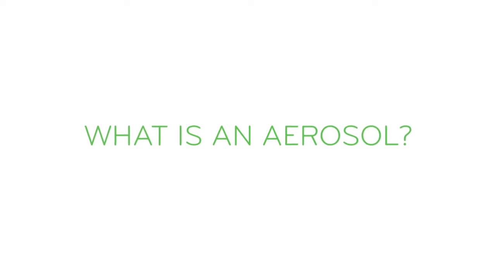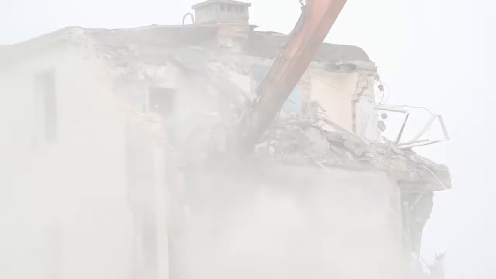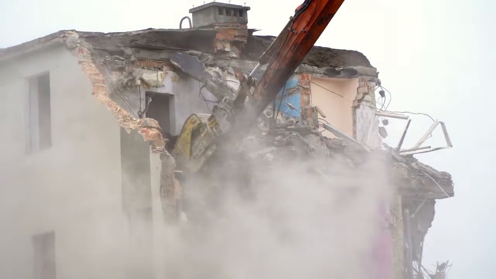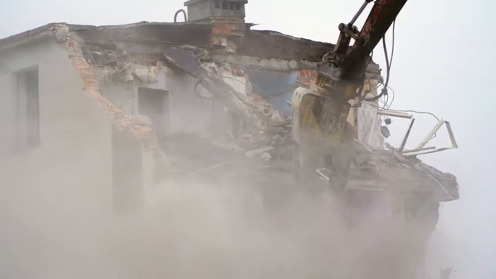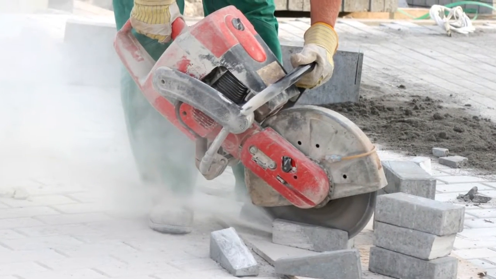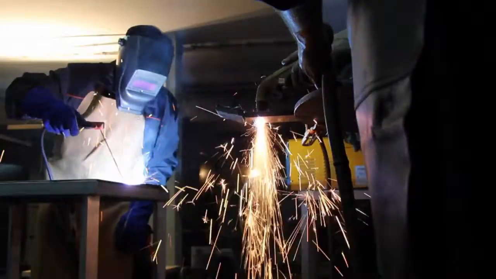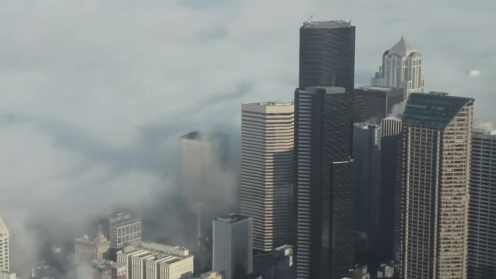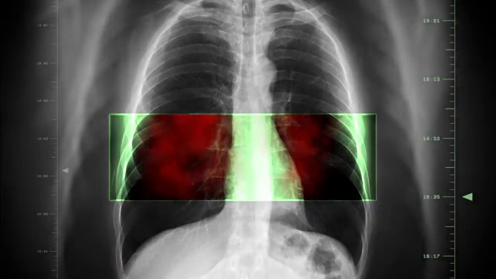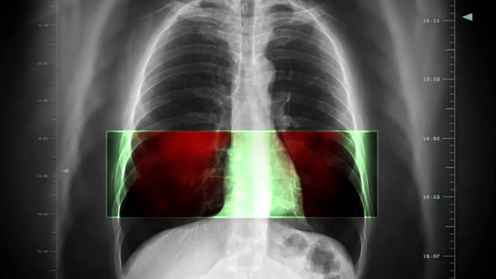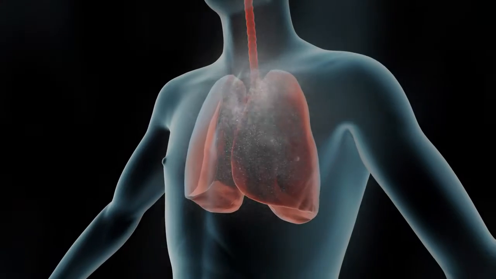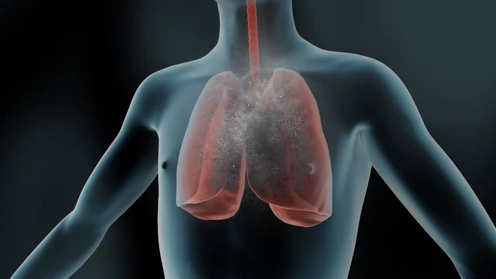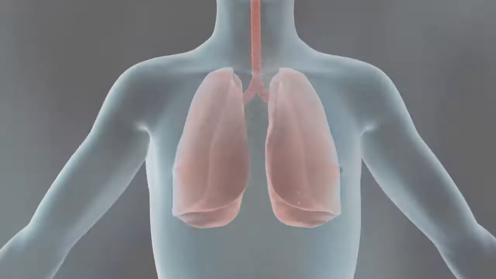What is an aerosol? An aerosol is a suspension of very small particles in the air. Some particles are too small to be detected by the human eye. Some examples of these tiny aerosols include, but are not limited to, dust, smoke, fumes, fog, and mist. Because these particles are so small, they can penetrate deep into the lungs when inhaled. Depending on the type of aerosol, these tiny particles can be harmful to your health and the environment.